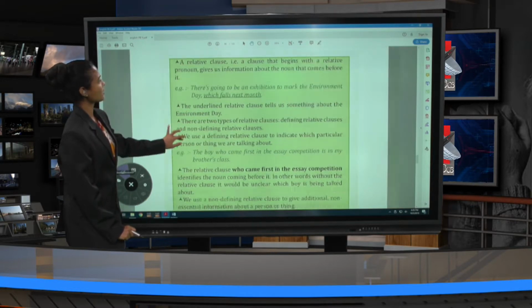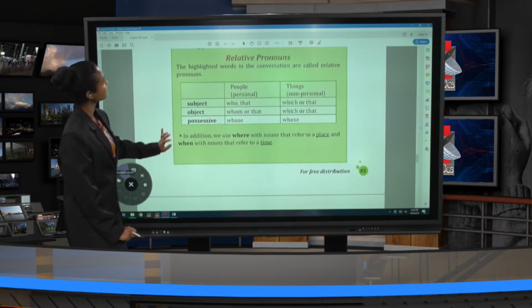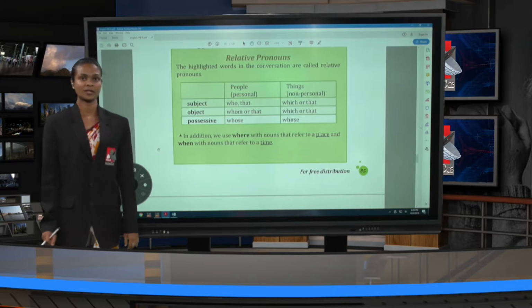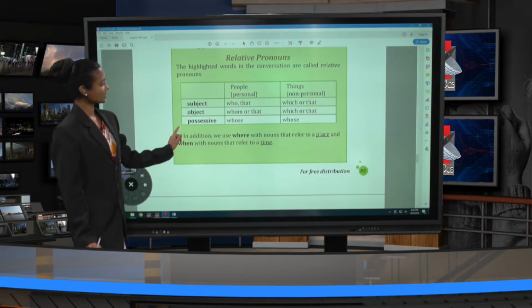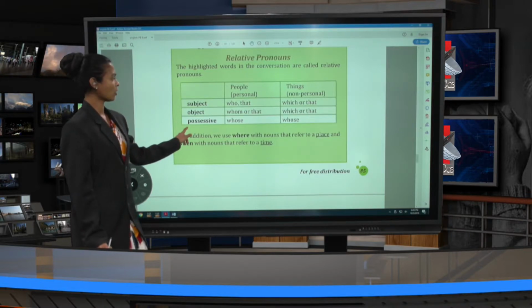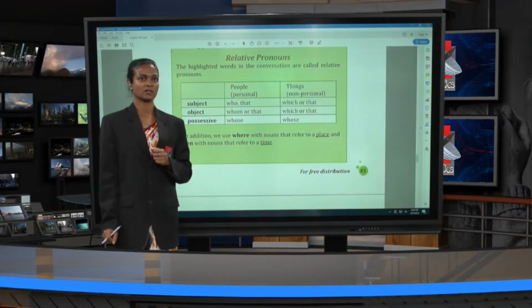Turn to page number 85. There is a table. Look at the 3rd row. In possessive form, for people we use who. For things we use whose. For possessive, අයිතිය හඟවනකොට whose කාගේද, right? For things, දේවල් වලටත් we use whose.